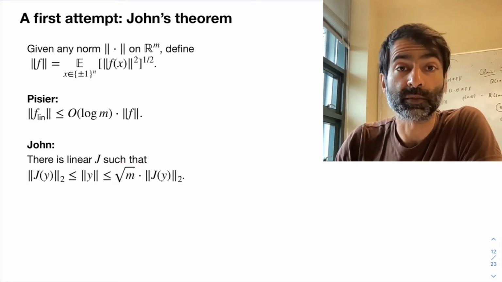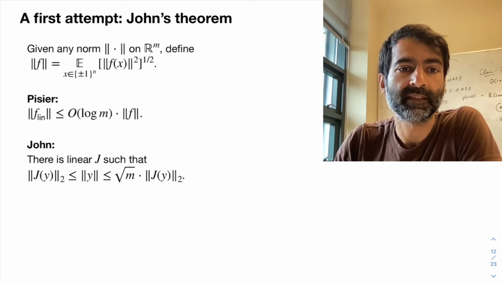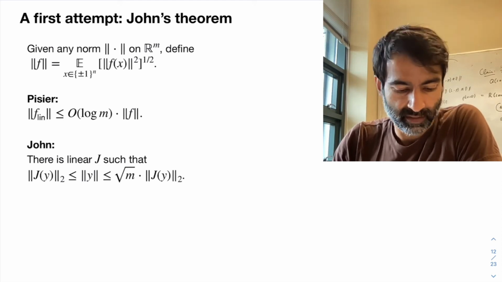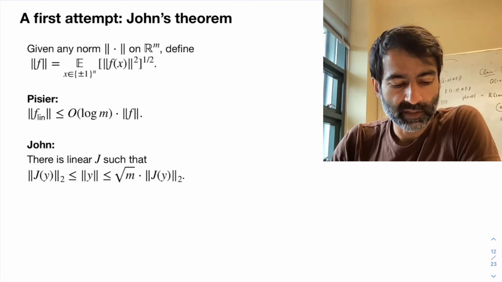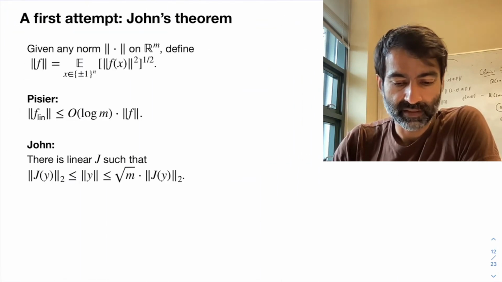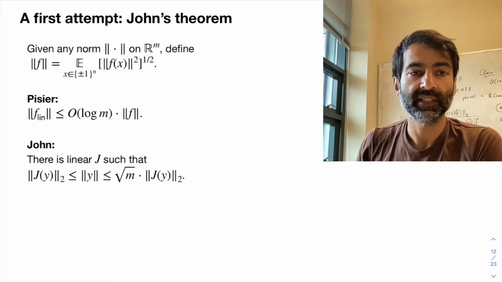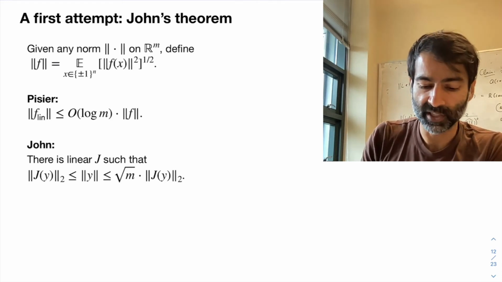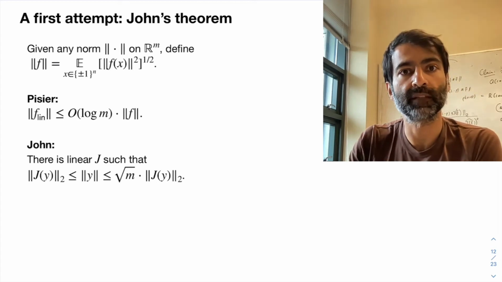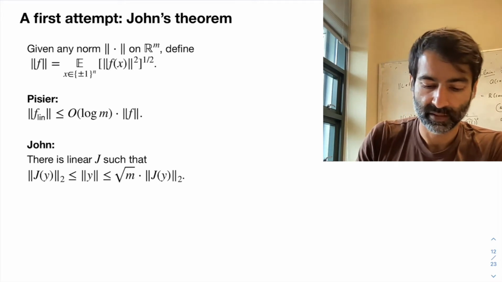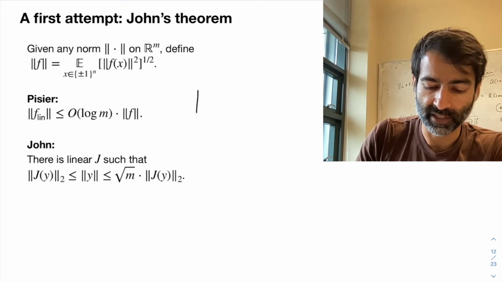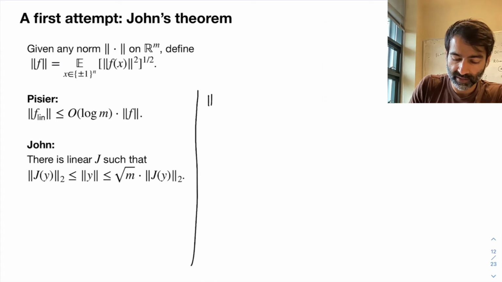And John's theorem is also tight. But this already gives a way to try and prove something like Pisier's inequality, which is that we'll just use this approximation and try to move from the given norm to the 2 norm. So let's try and do that. We want to bound the norm of the linear part of f. Now by John's theorem, well, what is this?